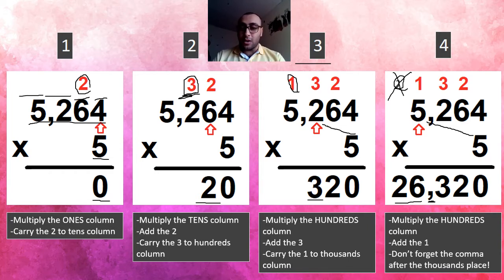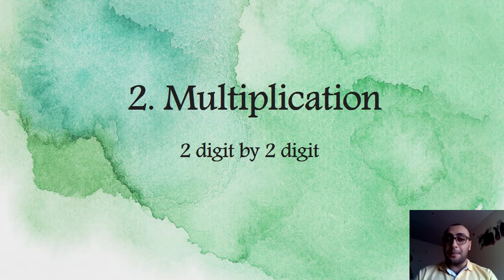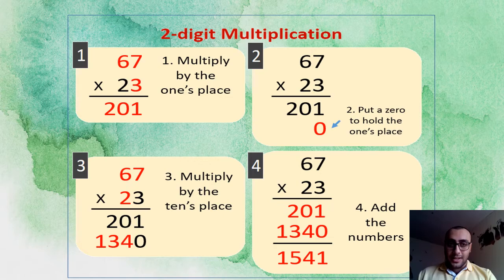So now we are done with 1 digit times 3 or 4 digits. Next topic is 2 digit by 2 digit. Okay, what does it mean? Like this. Let's see. 67 times 23. So first we multiply by the ones place. So we start with 3. 3 times 7, 21, right? We write it here. Now, 21. We keep the 2 up here. Remember that. 3 times 6, 18, right? Plus 2, 20. So we write 20 here.